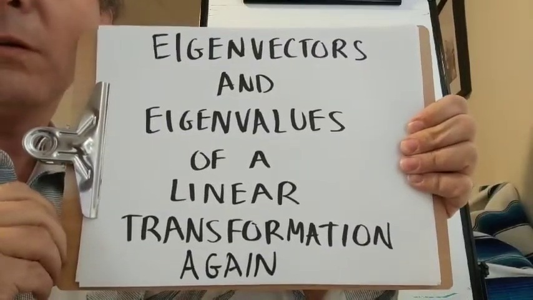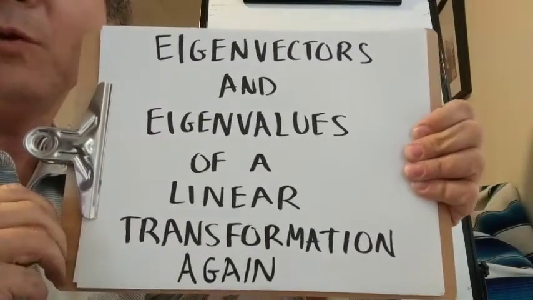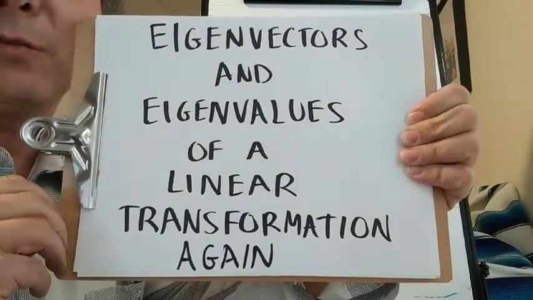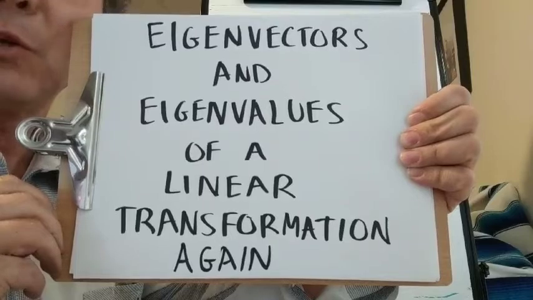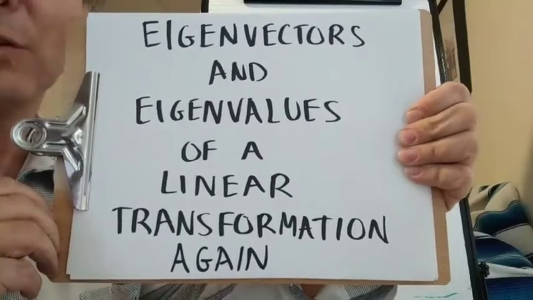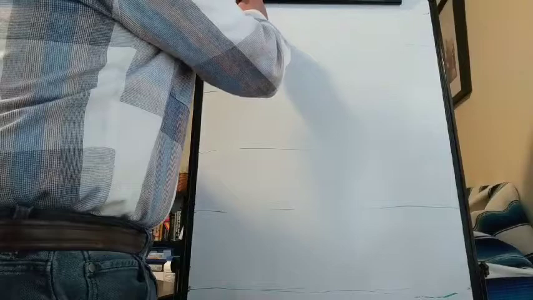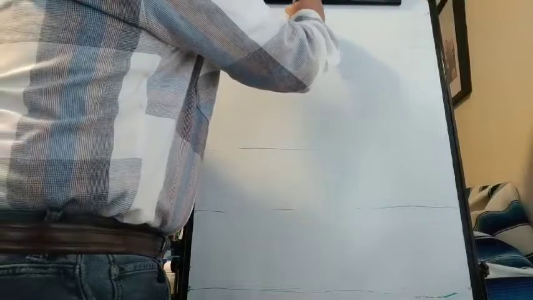All right, now we return finally to the problem of computing eigenvectors and eigenvalues for a linear transformation. These are elements of a vector space V. It's not necessarily Rn. So let's let T from V to V be a linear transformation.